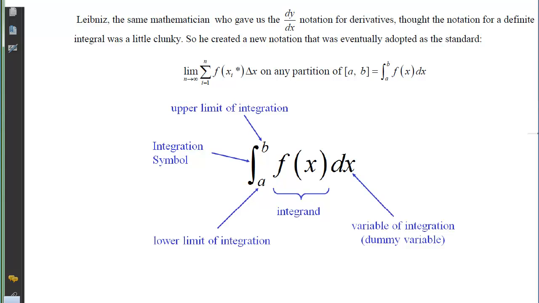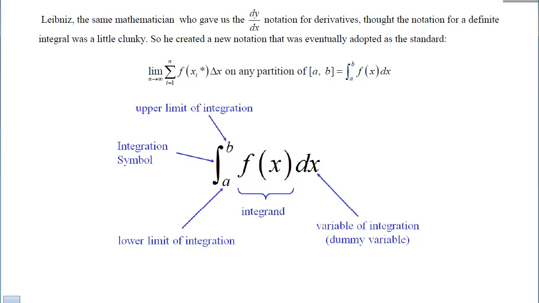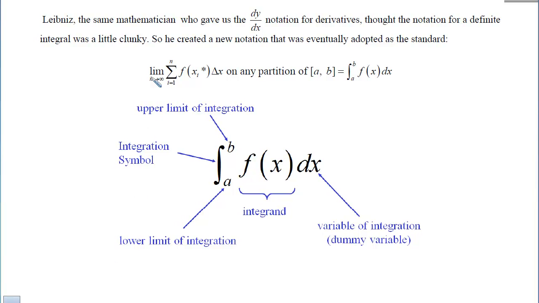Now Leibniz, the same mathematician who gave us the notation dy dx for derivatives, he thought the notation for a definite integral was a little clunky. So he created a new notation that was eventually adopted as the standard. This limit as n approaches infinity of the sum from i equals 1 to n of f of x sub i asterisk delta x on any partition of A to B, he thought it took a lot of space to write, and had extra information that we didn't want to waste writing, like this on any partition. So he condensed this into this notation right here. And this is called integral notation.